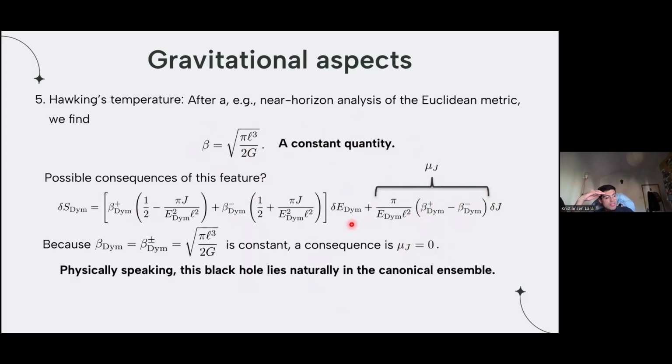So what does this result mean, physically speaking? Well, it means that this DIM black hole will lie naturally in the canonical ensemble, not in the grand canonical one, because mu J vanishes. It lies naturally in the canonical ensemble.